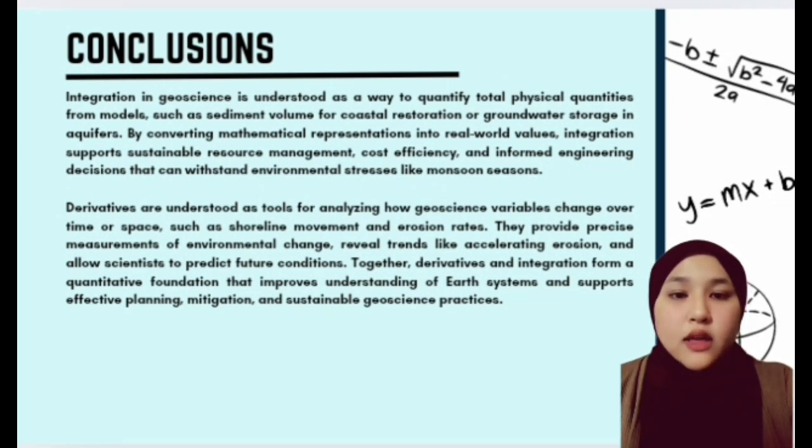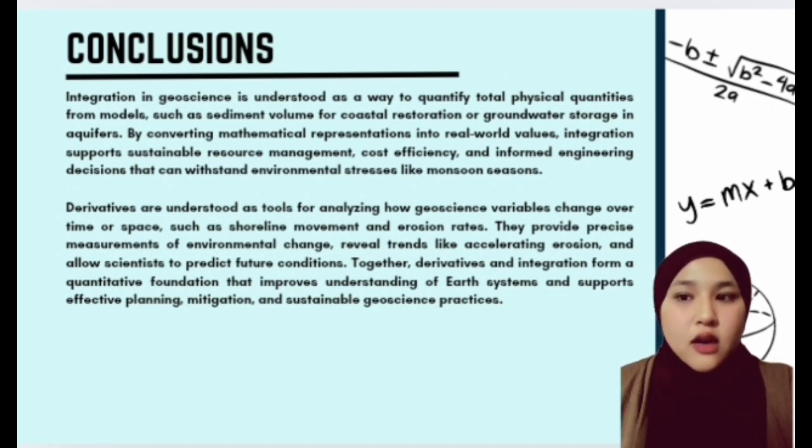What we learned about integration and derivatives in geoscience. Integration in geoscience is understood as a way to quantify total physical quantities from models, such as sediment volume for coastal restoration or groundwater storage in an aquifer. By converting mathematical representation into real-world values, integration supports sustainable resource management, cost efficiency, and informed engineering decisions that can withstand environmental stress like monsoon season.